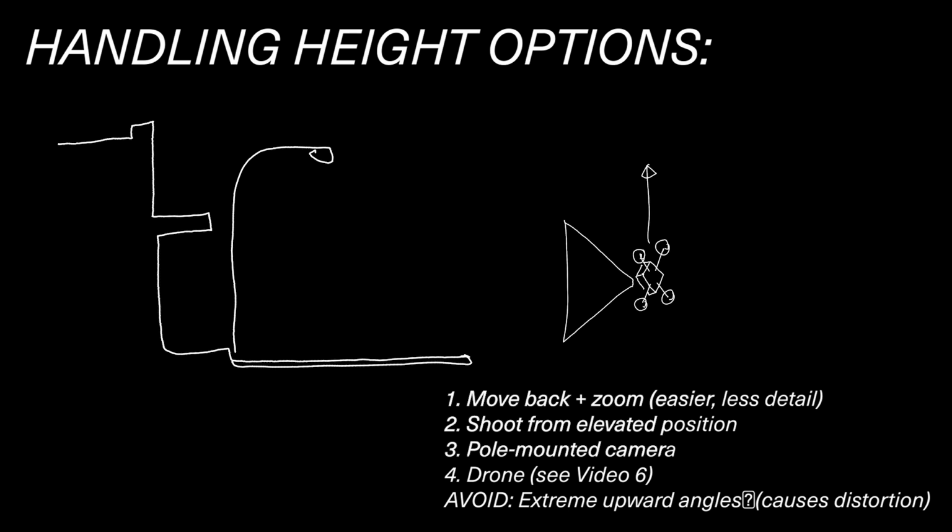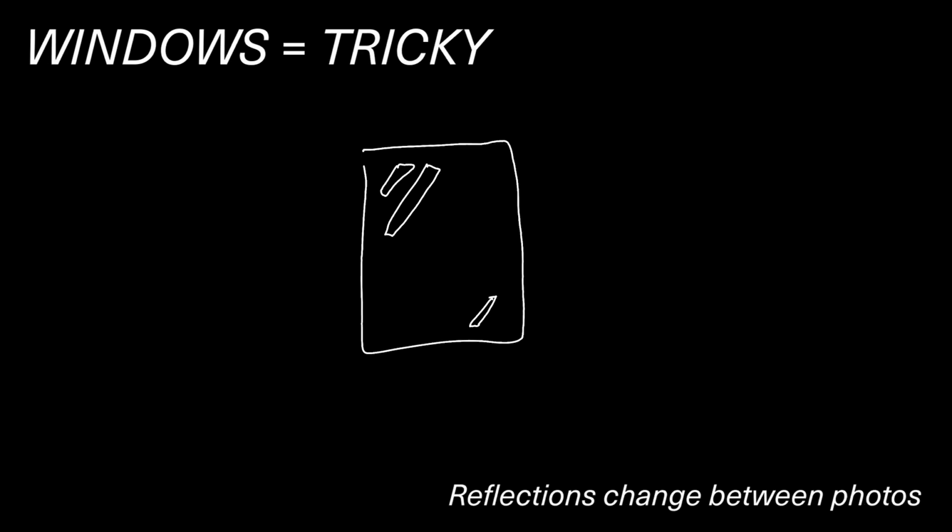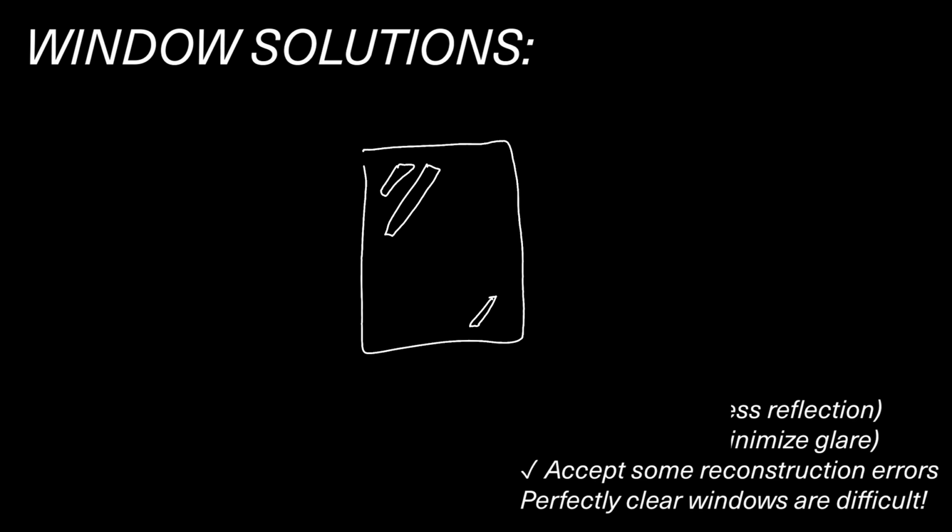Avoid extreme upward angles. They cause distortion. Staying perpendicular to the surface gives the best results. Windows are tricky because they're reflective and often show different reflections in each photo. This confuses the software. Shoot on overcast days because it reduces reflections. Shoot at angles to minimize direct reflections. Accept some reconstruction errors in window areas.